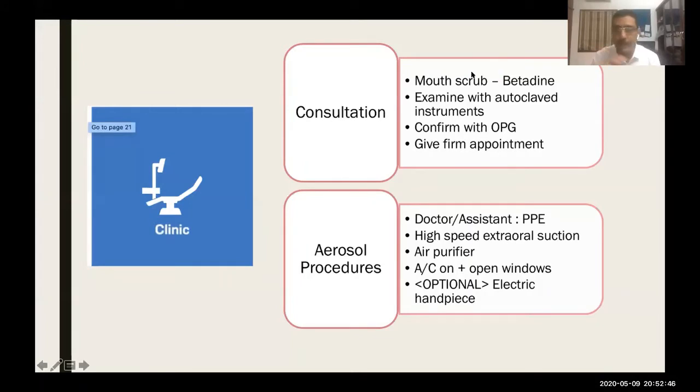Take a cotton and you can scrub it down. Once you scrub it down, the viral load in the saliva is greatly reduced, the more times he washes. Then you take the autoclaved instrument and examine. Once you've done the basic examination, confirm only with an OPG. No need to take small IOPA X-rays, because in case the patient is going to cough or gag, that will not be safe for us.